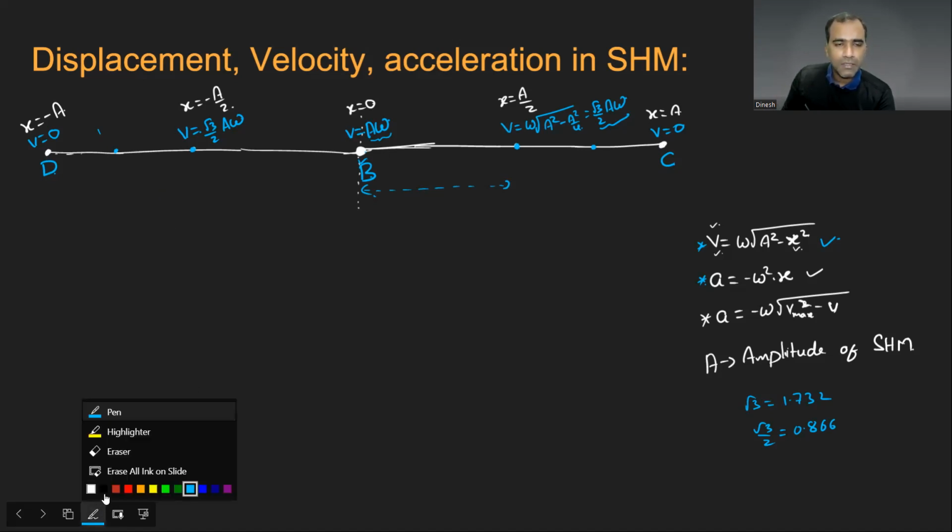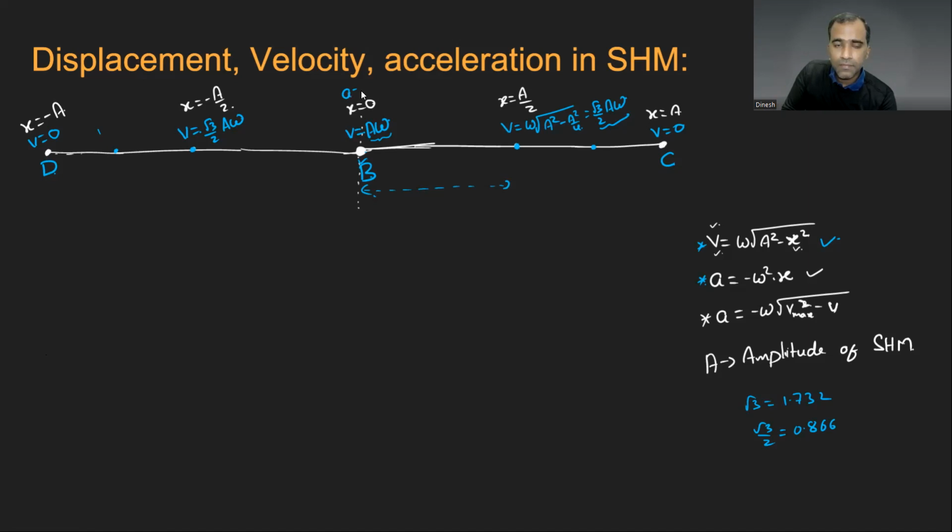So if this part is clear, let's try to understand accelerations also. How about acceleration here? What is the acceleration at x equal to 0? 0. Excellent, 0. What is the acceleration at this point? Substitute. What is the displacement? A by 2. So minus omega square into a by 2. It is half of the maximum acceleration. Can I say that? It is one half of the maximum acceleration.